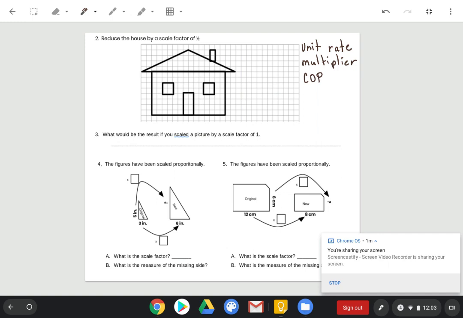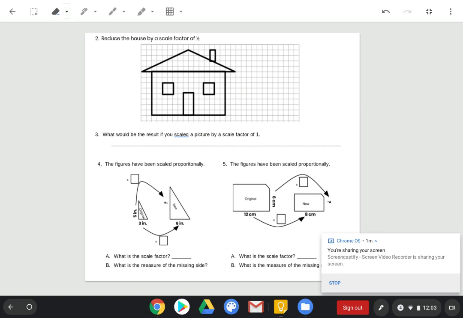And instead of calling it unit rate or multiplier, we're going to start calling it in geometry a scale factor. But guys, all it is is a multiplier. Please keep that in mind. So let's look at problem number 2 so you'll see what I need you to do.